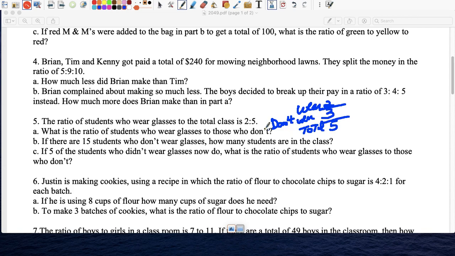What is the ratio of students who wear glasses to who don't? So the number of people who wear glasses are 2. The number of people who don't wear glasses are 3. So that's part A. Part B, what if there are 15 students who don't wear glasses?